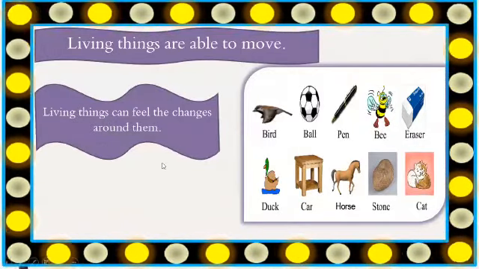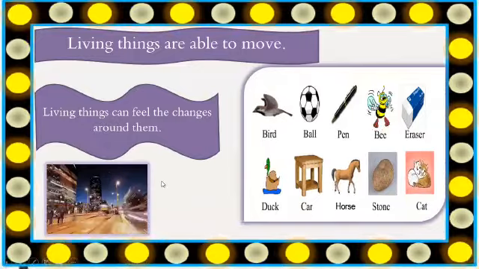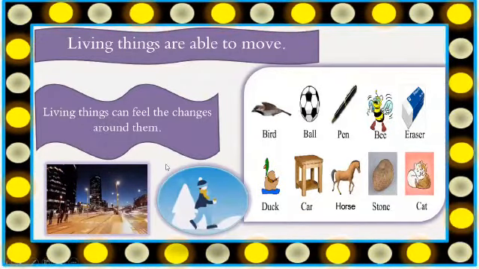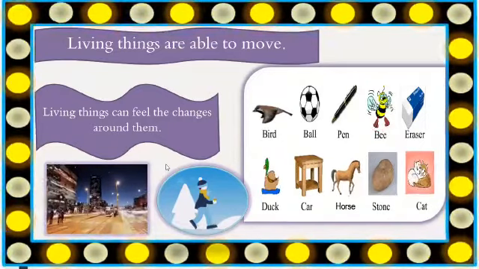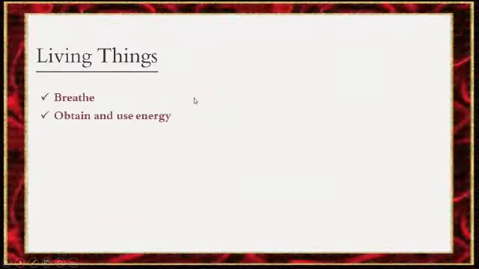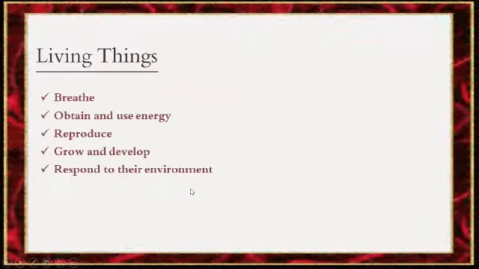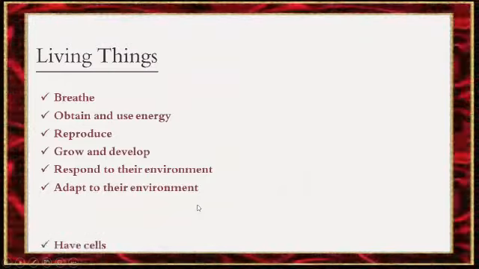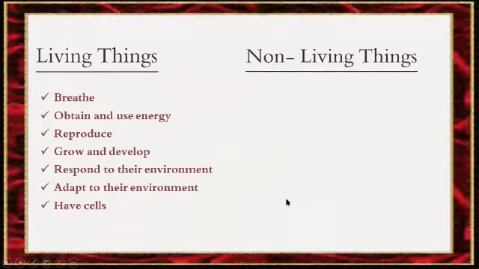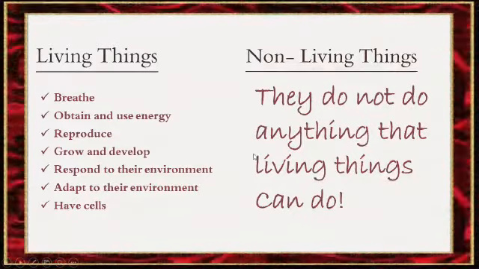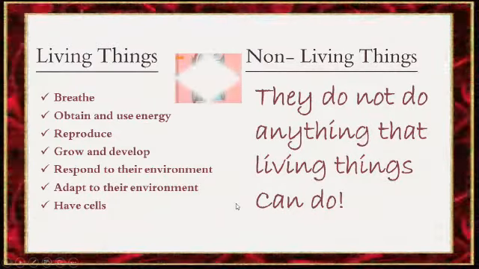Living things can feel the changes around them. They can feel day and night. They can feel the weather. They can change and adapt according to the weather. So, students, we know that living things can breathe, obtain and use energy, reproduce, grow and develop, respond to their environment, adapt to their environment, and have cells. But non-living things do not do anything that living things can do.